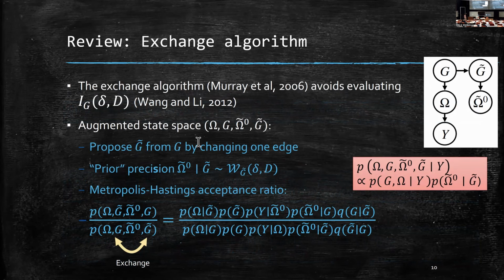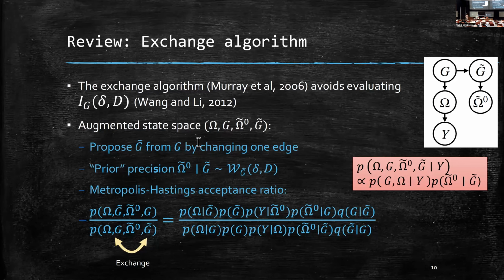So, among all these algorithms lately, I think the exchange algorithm has become very popular because it avoids evaluating the normalizing constant, which is intractable. And so this has already been applied to posterior inference for graphs. And the idea of the exchange algorithm is to work on an augmented space.